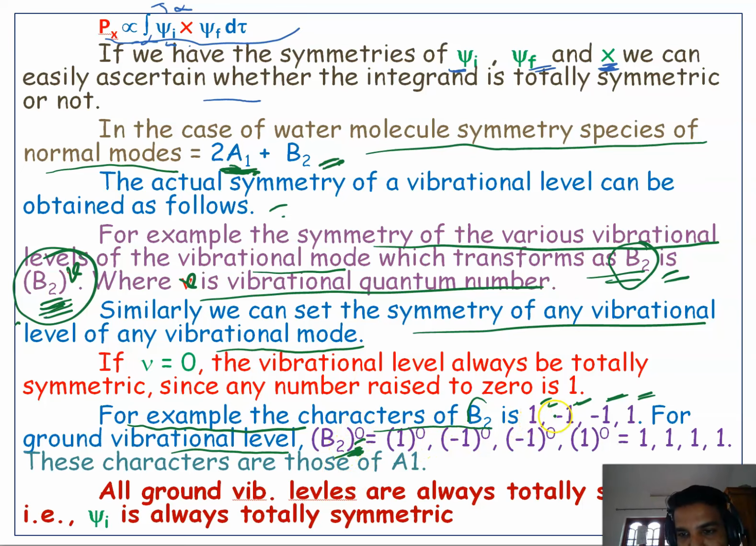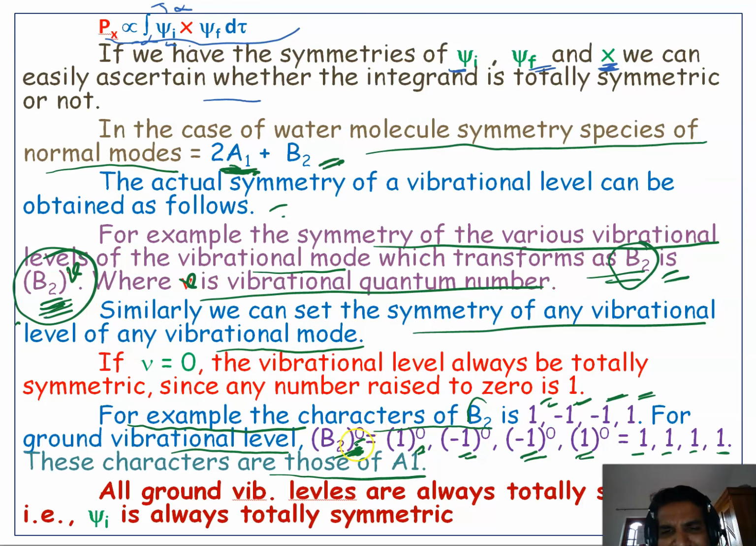That is, the characters are 1, minus 1, minus 1, 1. That is 1 raised to 0, minus 1 raised to 0, minus 1 raised to 0, 1 raised to 0. And any term raised to 0 is equal to 1, so we get 1, 1, 1, 1. And these characters are those of A1.